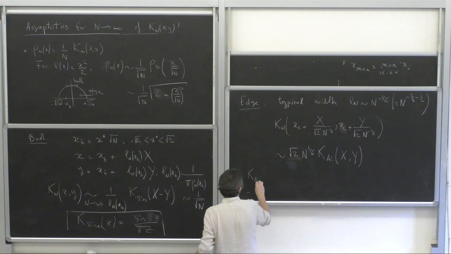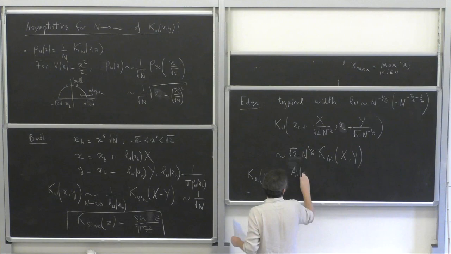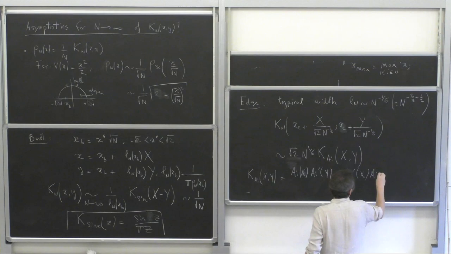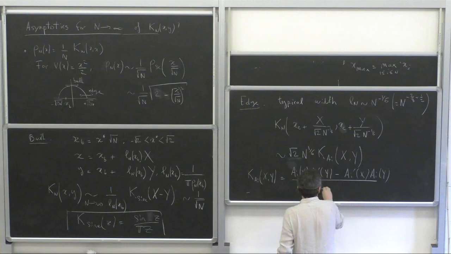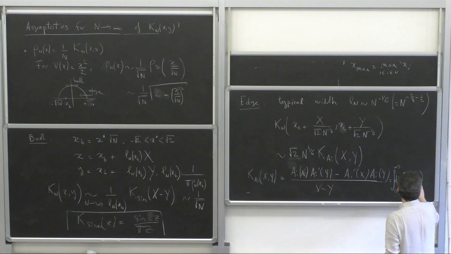So let me just give you this explicit formula, which is Ai(x), so this is the Airy function, Ai prime of y minus Ai prime of x Ai of y, divided by x minus y. Well, there is also a nice formula for it. Okay, so that's again this kernel. So this is the Airy kernel.